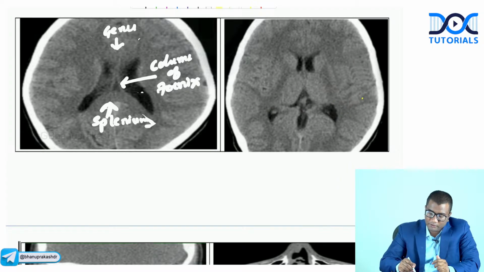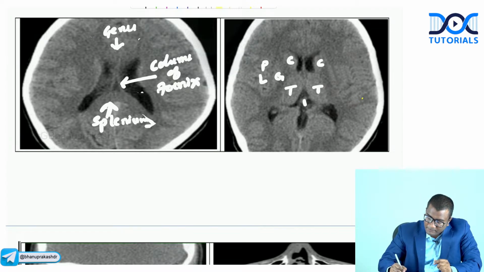Let me do it once again for you. This is caudate, the gray matter touching the frontal horn. These are the thalami on either side of the third ventricle. This is the lentiform nucleus. Outer part is putamen, inner part is globus pallidus.